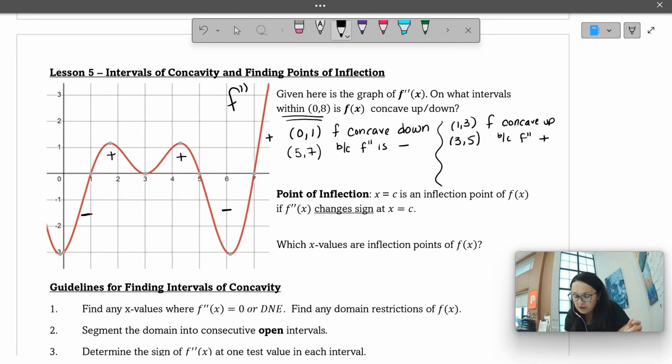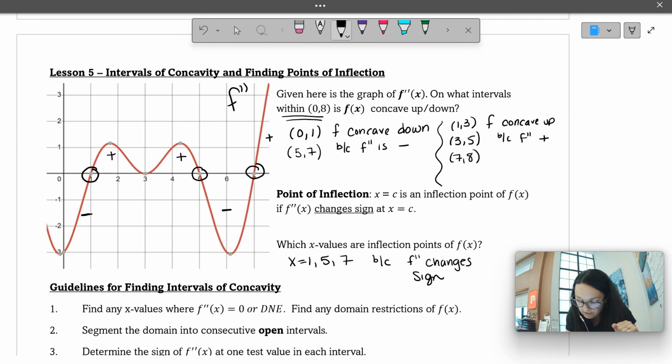So what x values are inflection points for f of x? Concavity changes when f double prime crosses the x-axis, which is at 1, and then again at 5, and then again at 7. I forgot to write 7 to 8 over here, my bad. So the inflection points of f of x are x equals 1, 5, and 7, because f double prime changes sign.